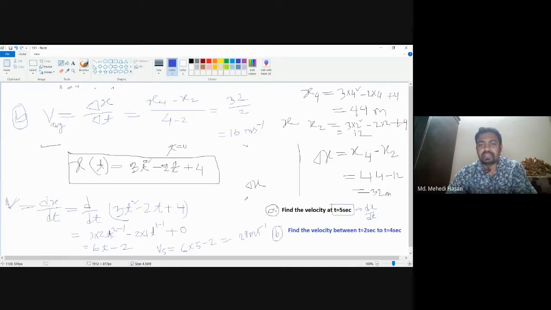So here the thing is that you have to mainly remember the differentiation formula only, okay, and also the formula to find out the instantaneous velocity and average velocity.